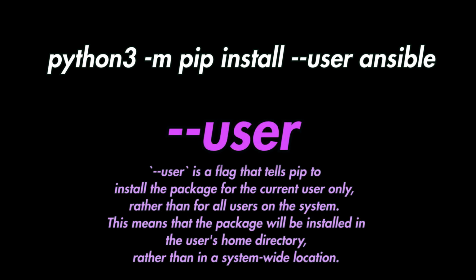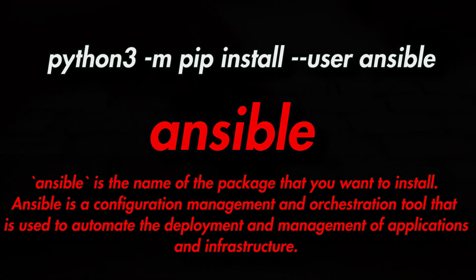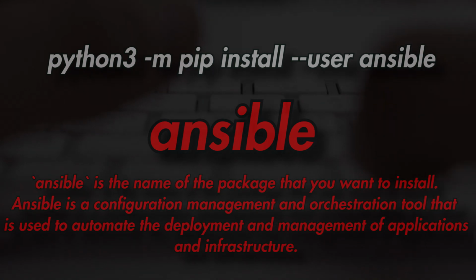--user is a flag that tells pip to install the package for the current user only, rather than for all users on the system. This means that the package will be installed in the user's home directory rather than the system-wide location, but you can choose to do this for all users if you want to. Ansible is the name of the package that we want to install. Ansible is a configuration management and orchestration tool that is used to automate the deployment and management of applications and infrastructure.